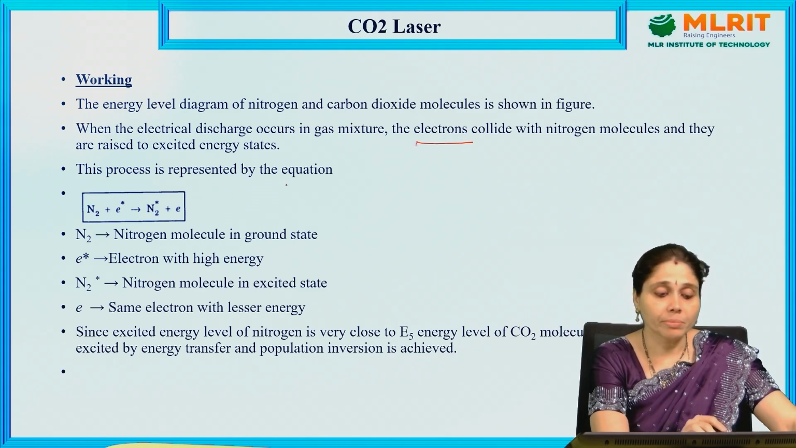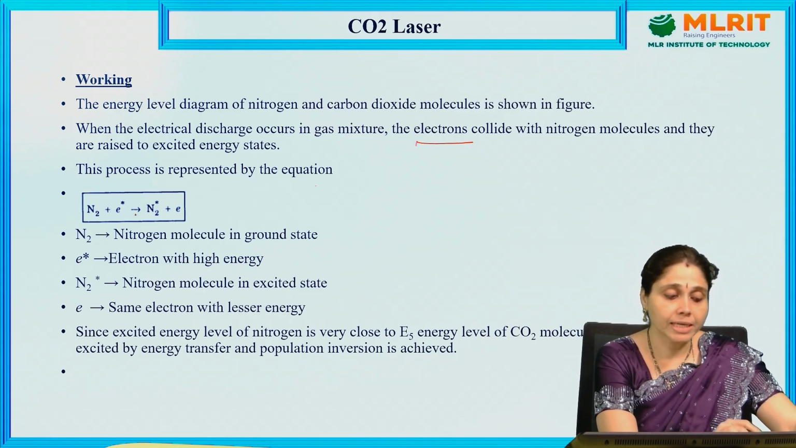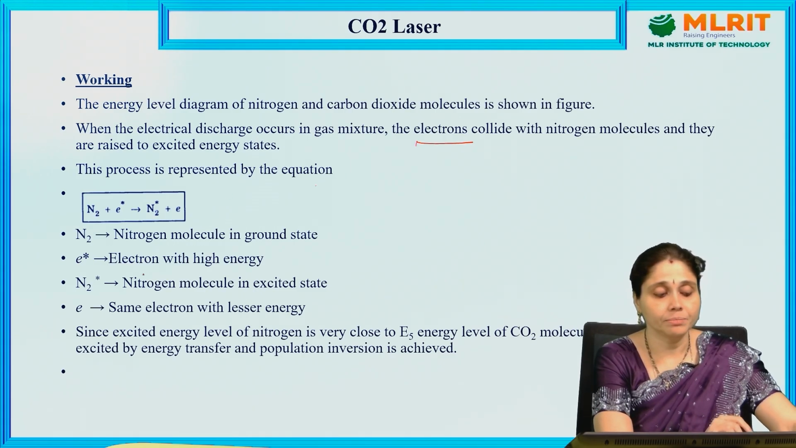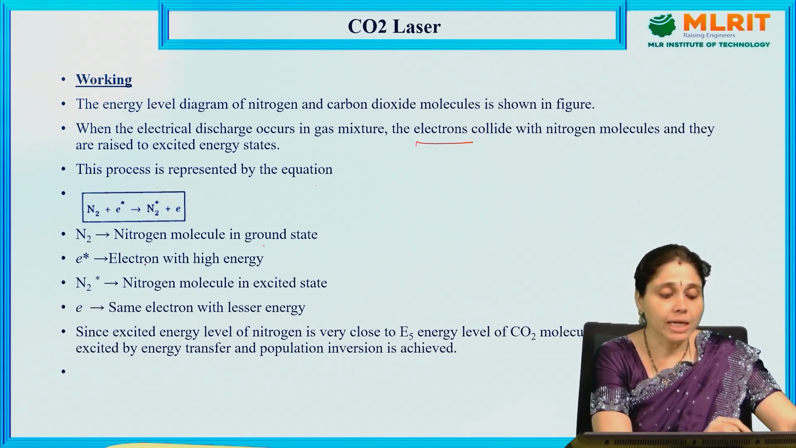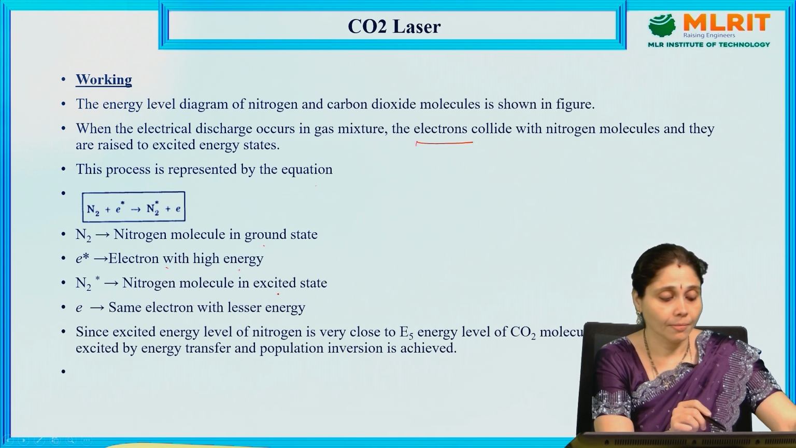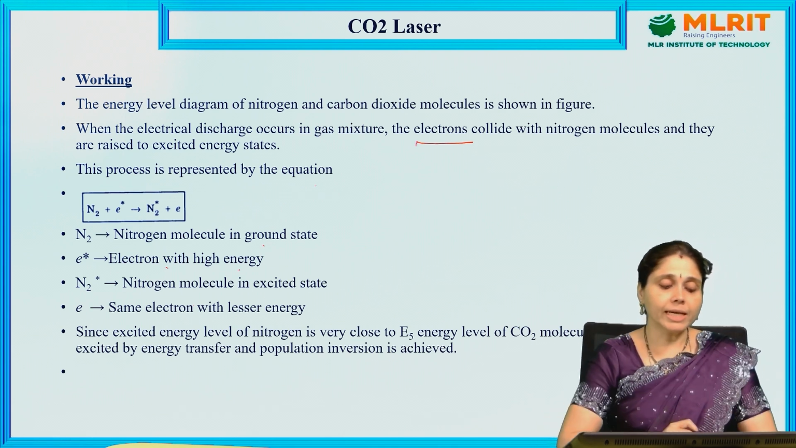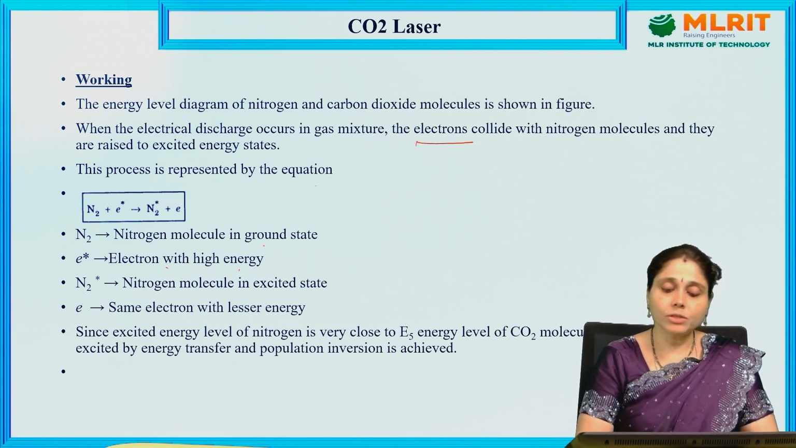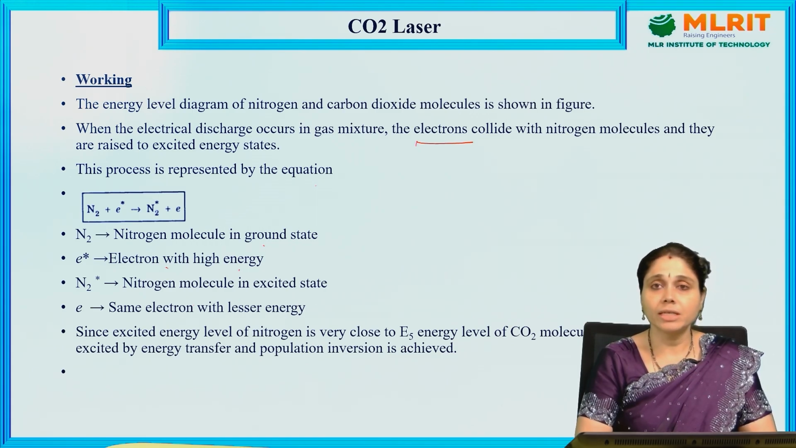The process is represented by the equation N2 + e* = N2* + e. N2 is the nitrogen molecule in the ground state, e* is the electron with higher energy, N2* is the nitrogen molecule in the excited state, and e is the same electron with less energy. Since the excited energy level of nitrogen is very close to the E5 energy level of CO2 molecules, CO2 molecules are excited by energy transfer and population inversion is achieved.